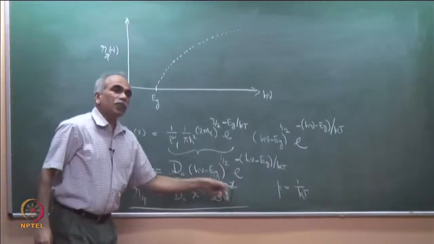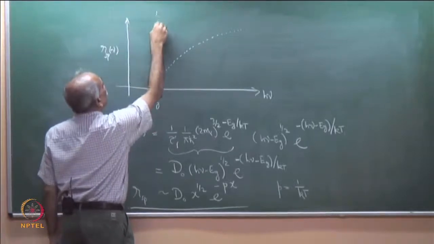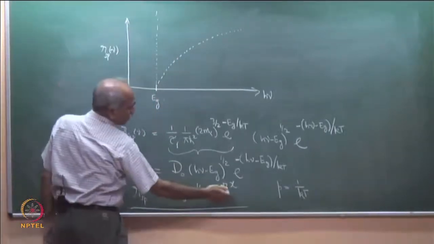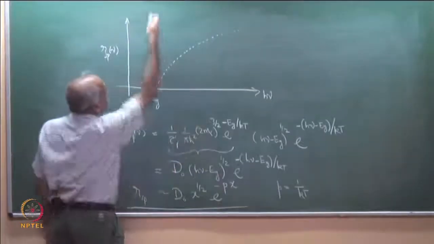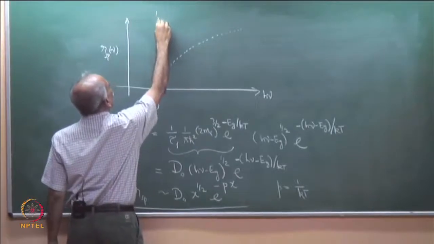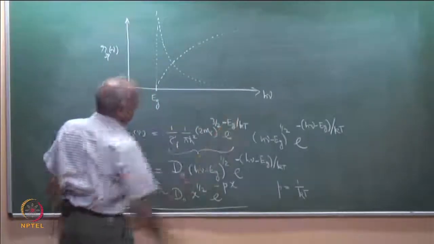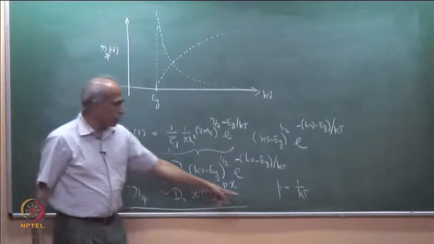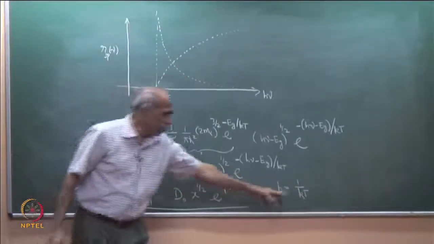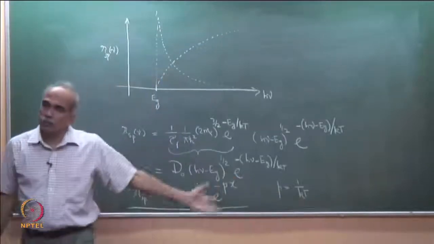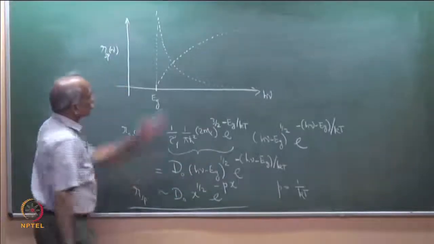E to the power minus p x variation is an exponential drop. So, e power minus p x at x equal to 0 has the value 1, and then it drops down rapidly. So, it is an exponential drop depending on the value of p. If p is very large, as you can see here, it is a large quantity, 1 by k T, k T is 0.025, that means 1 by 0.025, 40. So, p is about 40. So, it is dropping like this.